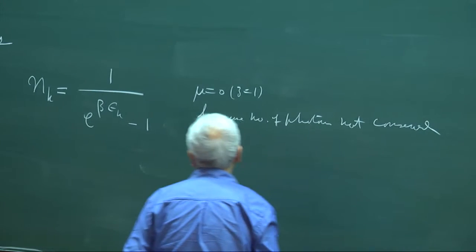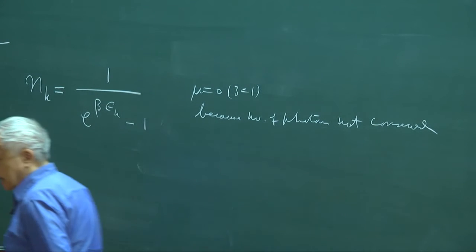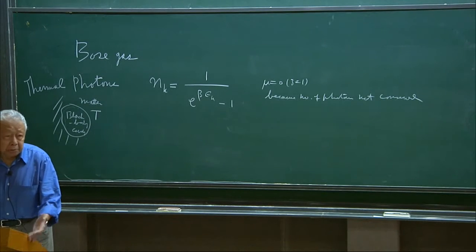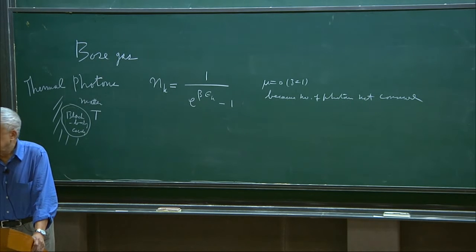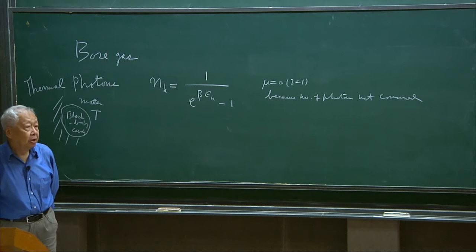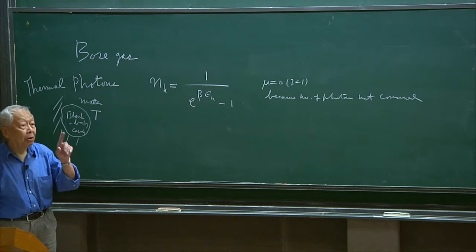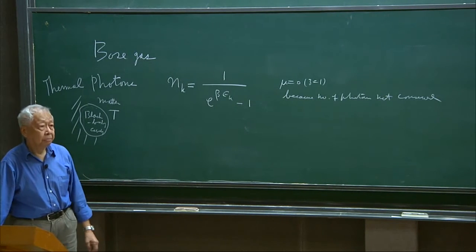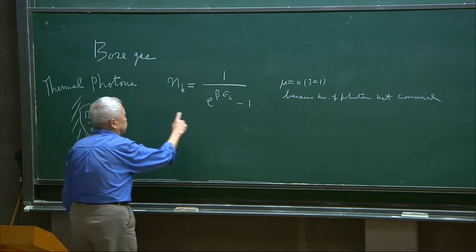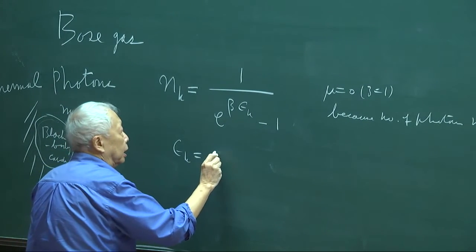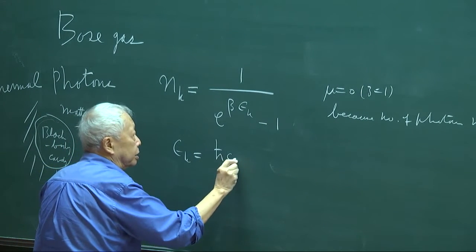You recall that the chemical potential is there to express conservation of the number of particles. But for photons, the number is not conserved. So mu is 0. Why is it not conserved? Because the basic laws in quantum mechanics for the emission and absorption of a photon are one by one. You emit one photon, you absorb one photon. So the number of photons is not conserved. So you have this, and epsilon_k is equal to h bar ck.